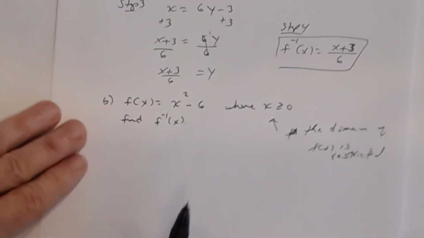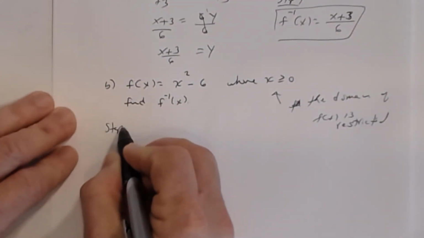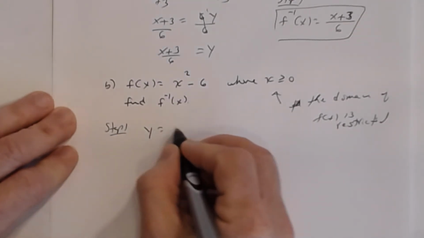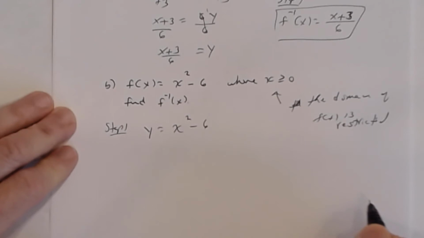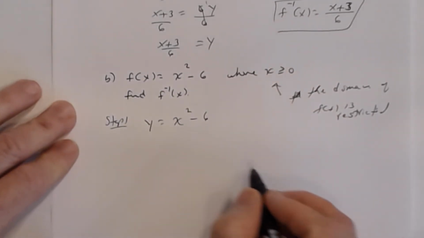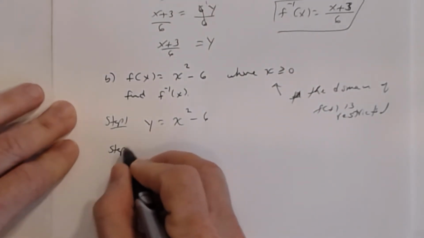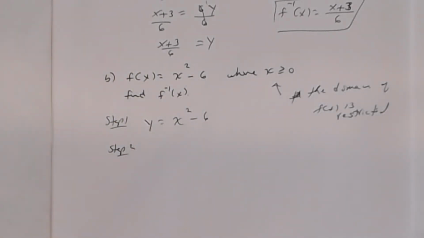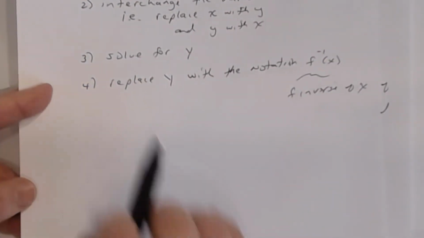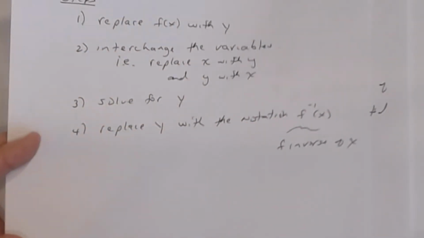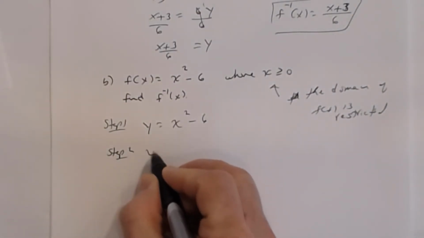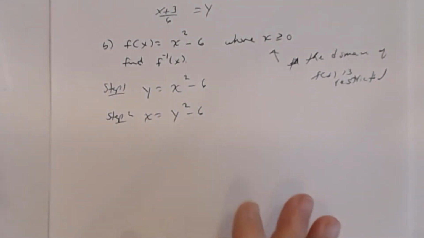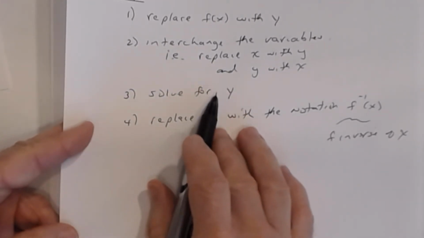All right, so let's go through the steps. Step 1, replace f of x with y. So y equals x squared minus 6. Okay? Step 2, interchange the variables. So y becomes x and x becomes y, just like this. Step 3, solve for y.